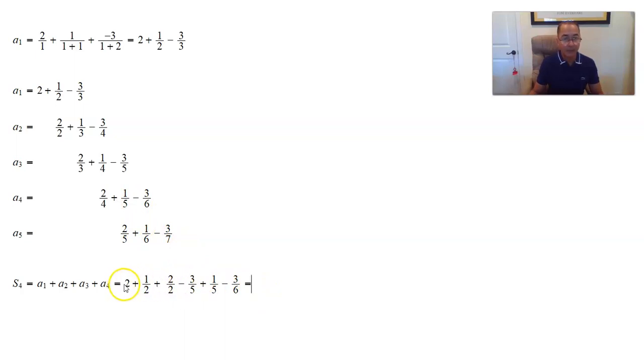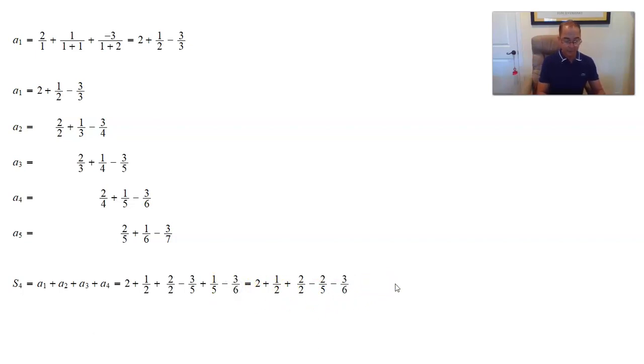Okay? So what do we have so far? 2, 1 half, and 2 over 2, those three terms will never go away. Okay, in fact, they are going to control what we get for our exact sum. So we have 2 plus 1 half plus 2 over 2. And then we have minus 3 plus 1 minus 2 over 5. Okay, so let's put minus 2 over 5. And the last term will be minus 3 over 6.